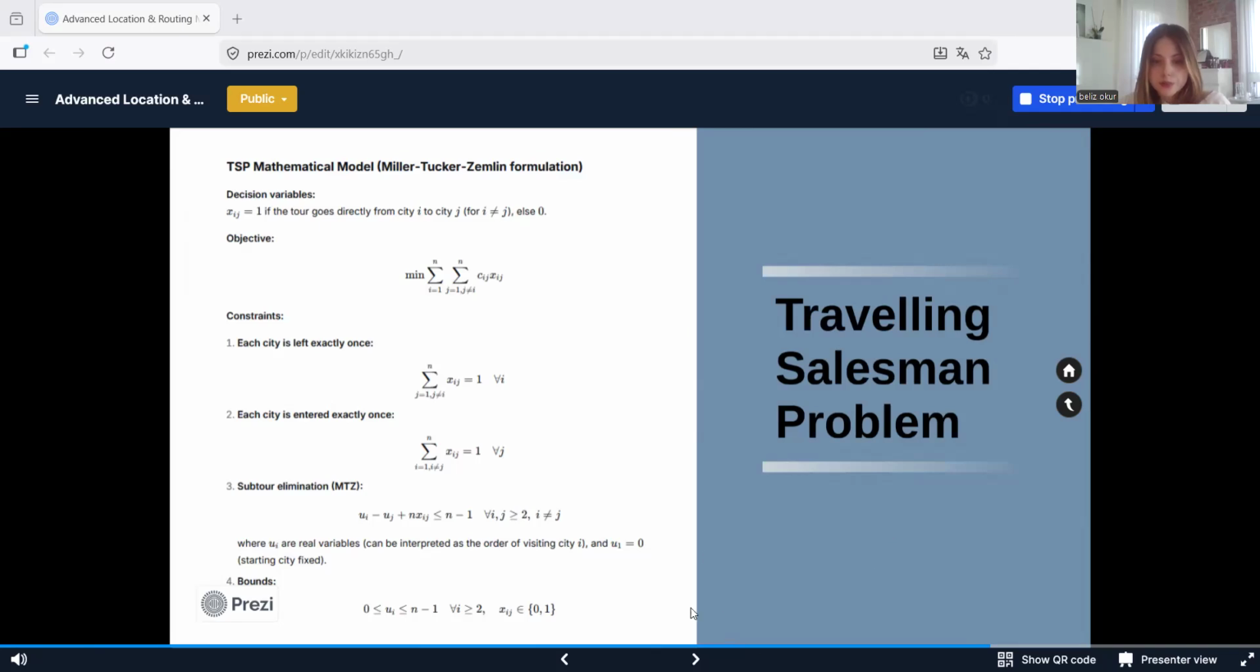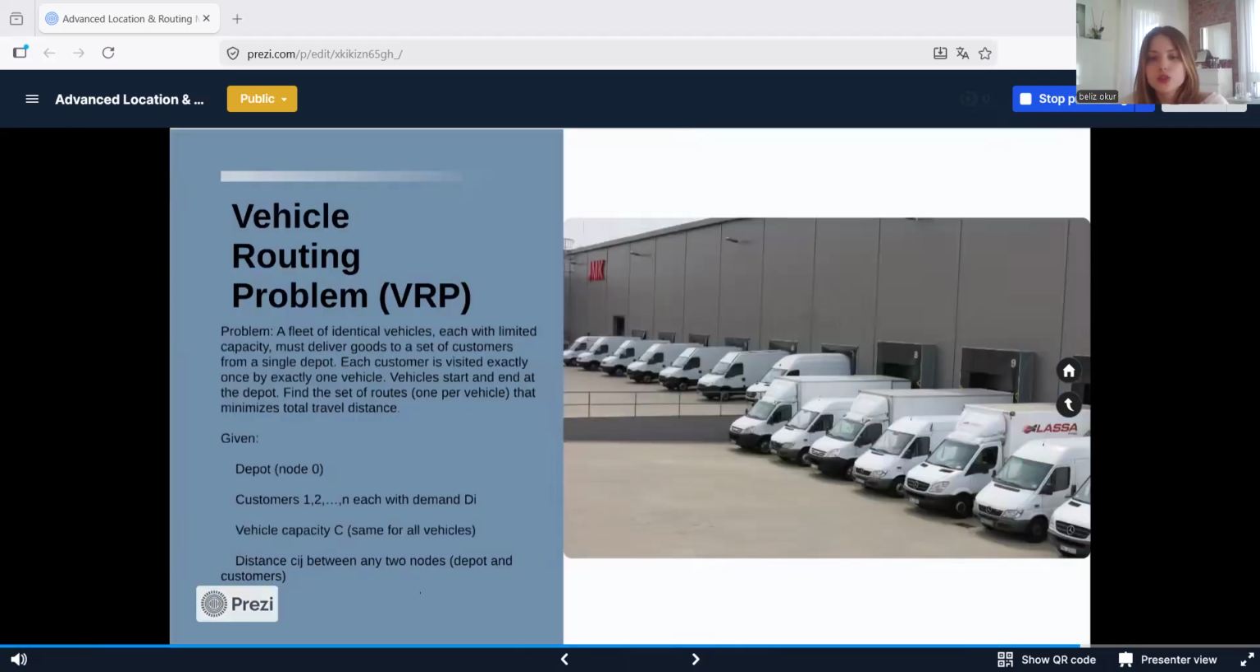Now let's look at the routing. Big companies don't just have one salesman. They have a big giant fleet of trucks. This is called the vehicle routing problem.